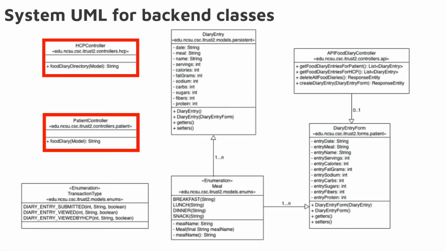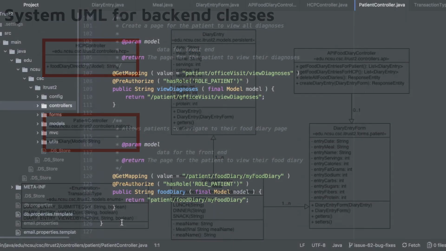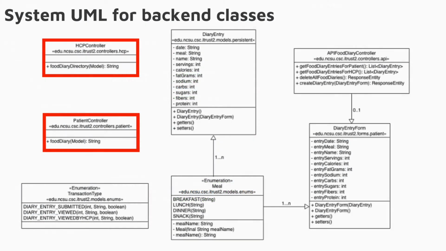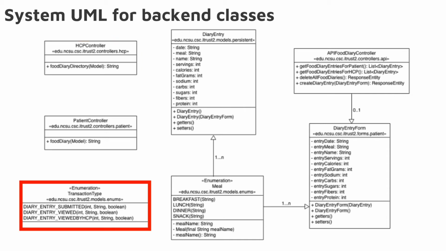To connect our new feature to the existing application, we've added several methods to the patient controller and HCP controller. These methods allow patients and HCPs to navigate to the new web pages. We've also added 3 new transaction types so food diary traffic is logged. iTrust2 now logs when patients view their food diary, when patients create a new diary entry, or when an HCP user views a patient's food diary.